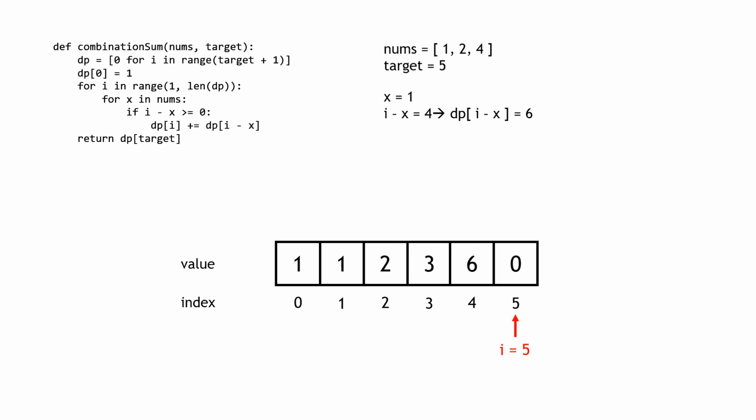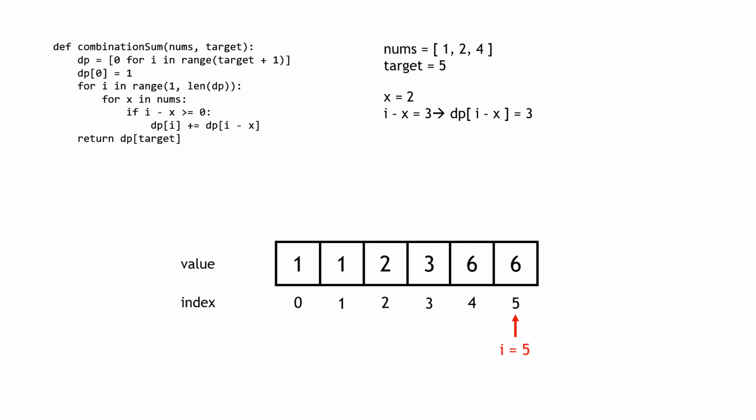Starting with the first number 1, we see that i minus x is 4, so we're going to add dp of 4 to dp of 5. Again, the logic behind this is that we're taking all 6 ways we can use the nums to form the subtarget of 4, which I've listed here. Then we add x, which is 1, to all of them, and this makes all those combinations equal to the target of 5. We account for this by adding all those 6 combinations to the i equals 5 slot. Let's move on to the next number now.